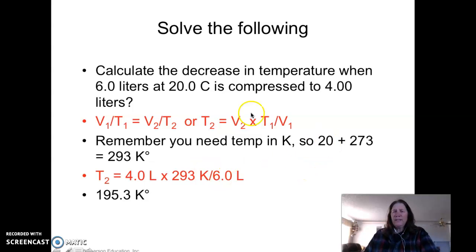Which, if you look at this, makes sense because if I'm going to decrease my volume, I need to decrease my temperature. Okay, this was 293. I lowered it almost 100 degrees to change my volume from 6 to 4. Okay, so that's Charles' law. Okay, so Boyle's law deals with pressure and volume, and again, BP, Boyle's law, blood pressure. Okay, and Charles deals with temperature and volume.